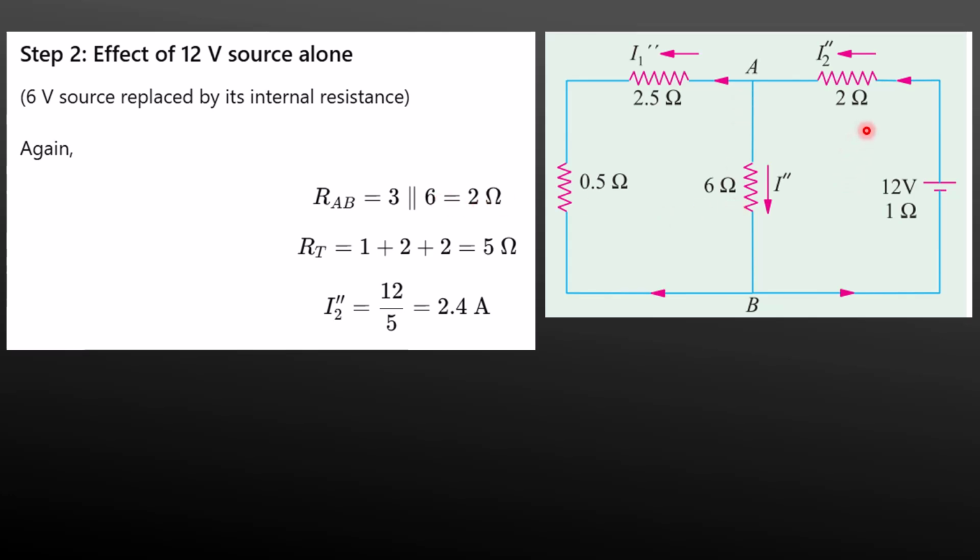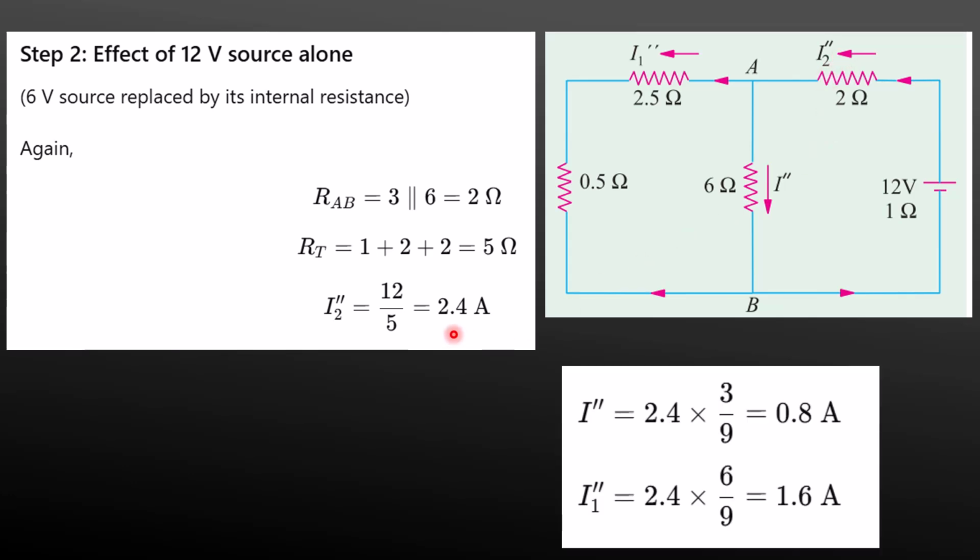The sum of three resistances is equal to 5 ohm. So the total resistance which this voltage source is seeing is 5 ohm, and by applying Ohm's law, the current I2 double dash comes out to be 2.4 ampere. And in the next step, we will find the current in each branch. Again, by applying the current divider rule, I double dash is equal to 0.8 ampere and I1 double dash is equal to 1.6 ampere. So these are the values of the current flowing due to the 12 volt voltage source.